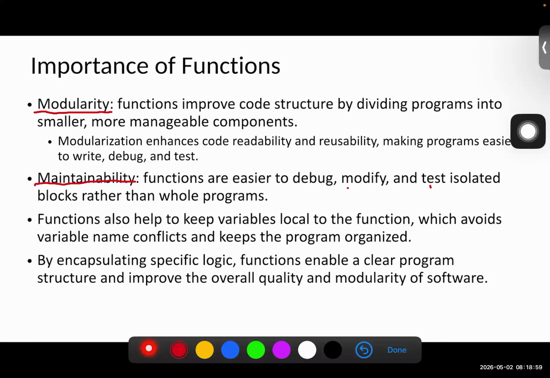Functions also help to keep variables local. What it means is that memory can easily manage the program. But if the variable is global, then you need a lot of memory to run the particular program. And then functions also do something we call encapsulation. Encapsulation is the way we hide the information.